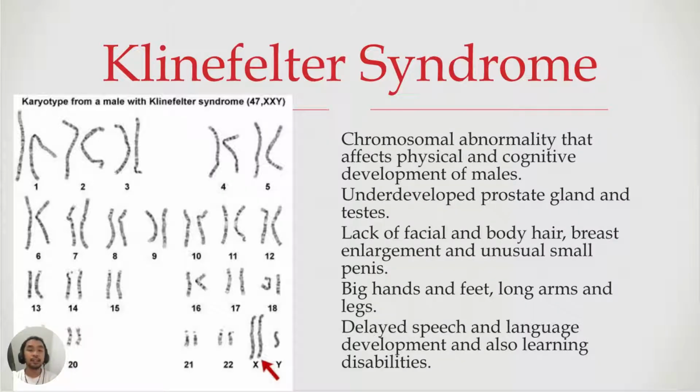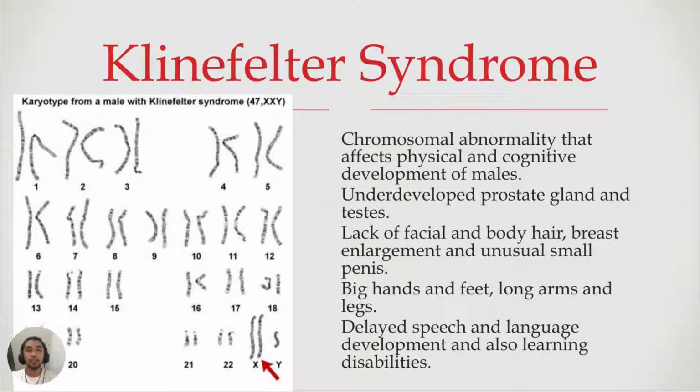Next is Klinefelter syndrome. If we have Turner syndrome for the female, we have Klinefelter syndrome for the male. Take a look at the karyotype. Of course, this is male, supposedly XY as the sex chromosome, but there is an extra X in the sex chromosome. So this is another example of a trisomy, with 47 total chromosomes. So XXY is the sex chromosome of an individual with Klinefelter syndrome. Expectedly, he's a male, but with extra female characteristics.